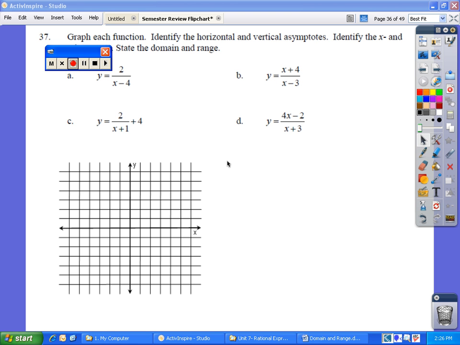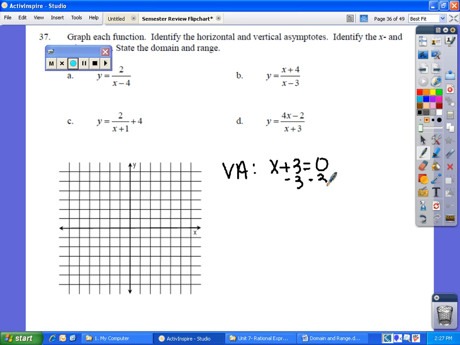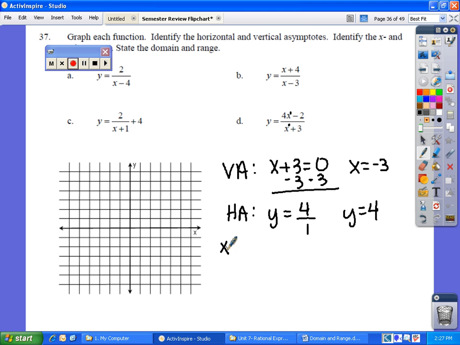Okay, this is going to be the same thing that we were doing before for 37 A, B, and C. All you're going to do here is actually just find the vertical asymptote, which is setting the denominator equal to 0. The horizontal asymptote, because the exponents are the same, you just divide the coefficients. The x-intercept will be just to set the numerator equal to 0.